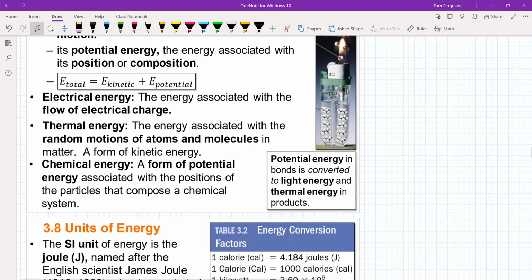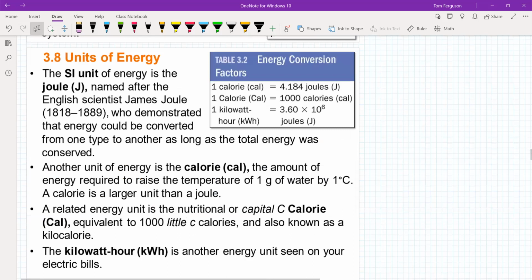So again, kinetic and potential together make up the total energy. Are they like codependent? So like one goes down. Yeah, they're very codependent.